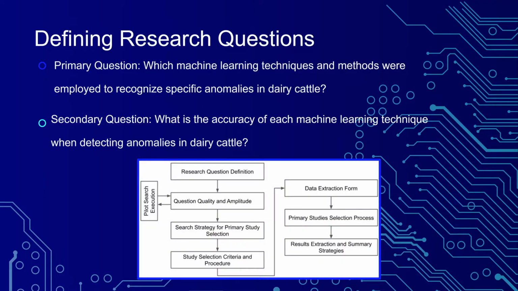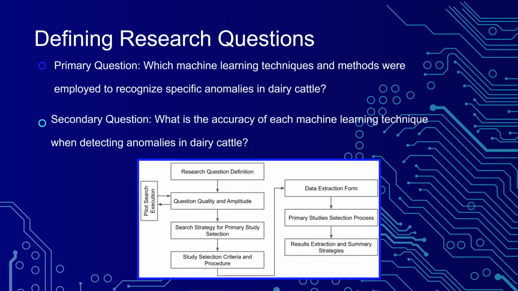Okay. So we start by defining the research questions, what we really want for this study, and then we select the papers. The primary question is which machine learning techniques and methods were employed to recognize specific anomalies in dairy cattle. So we are trying to show researchers the best methods and machine learning techniques to recognize specific anomalies in dairy cattle.